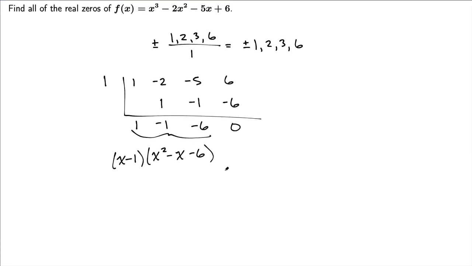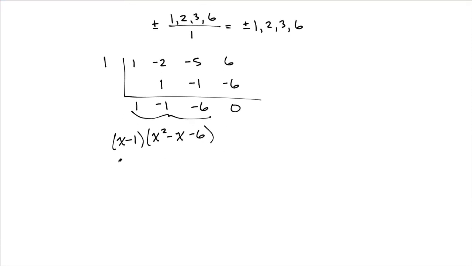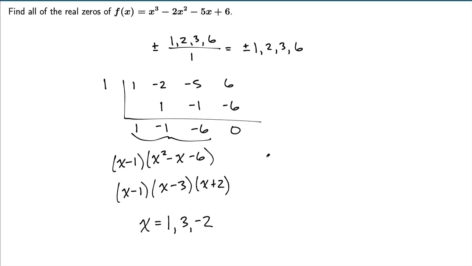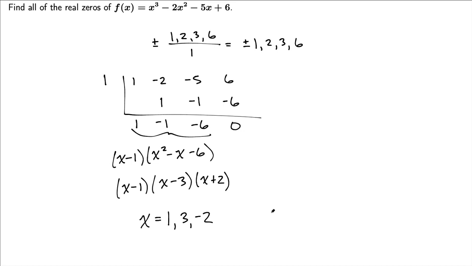And that quadratic we want to factor more. And that's actually not too bad. That factors as an x minus 3 times an x plus 2. So we get our zeros. We've got 1, 3, and negative 2. And notice that each of those is in the list that we found from the rational zeros theorem. So those are our 3 real zeros of that polynomial.